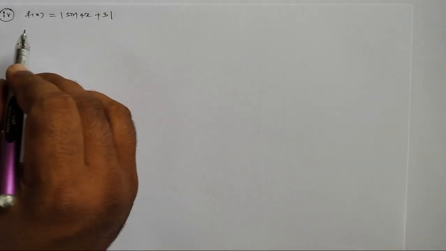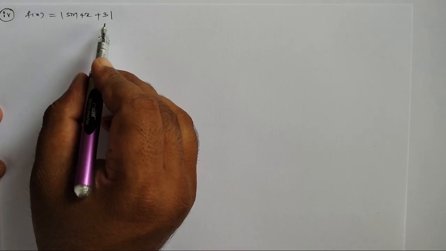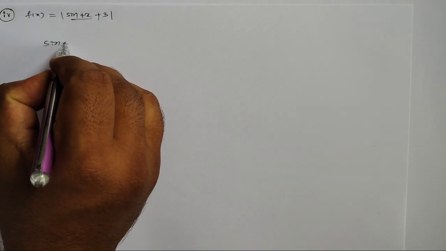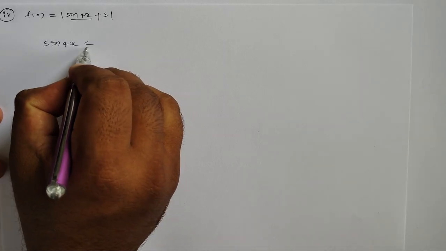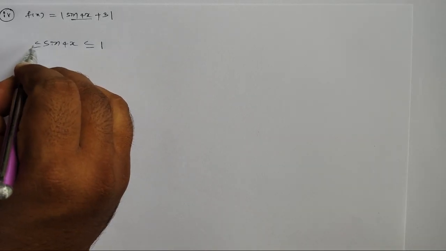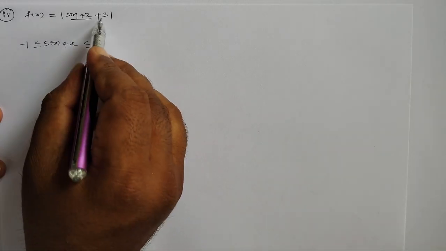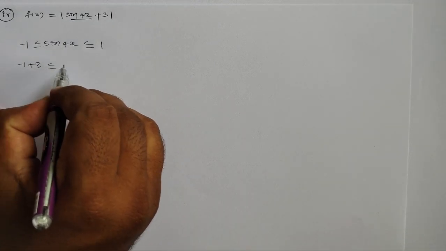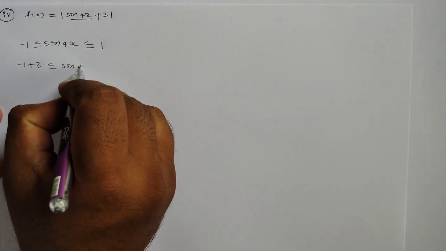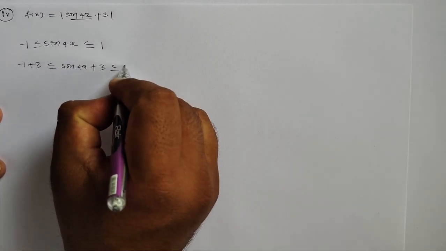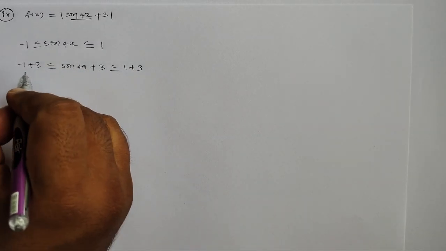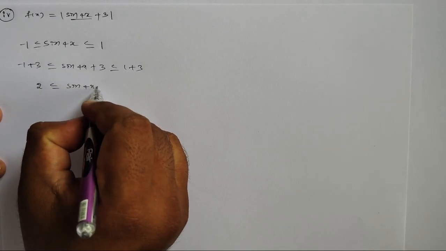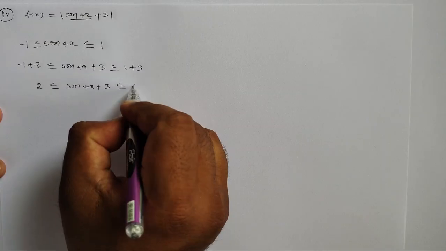Next, question number 4. f of x is equal to modulus of sine 4x plus 3. We'll take sine 4x first. You know the sine range: sine 4x is less than or equal to 1 and greater than or equal to minus 1. We'll add 3 to all the terms: minus 1 plus 3 is less than or equal to sine 4x plus 3, which is less than or equal to 1 plus 3. So minus 1 plus 3 becomes 2, and 1 plus 3 becomes 4.